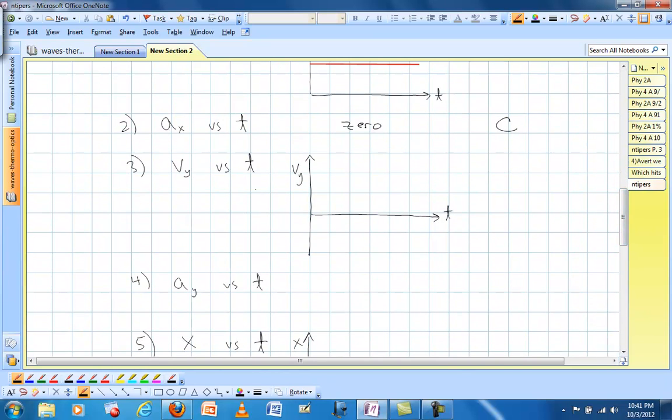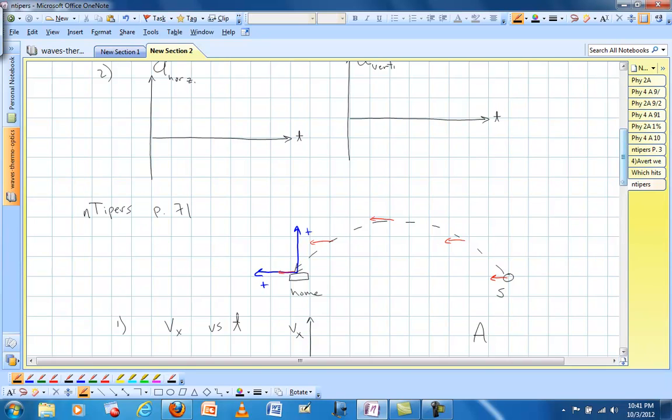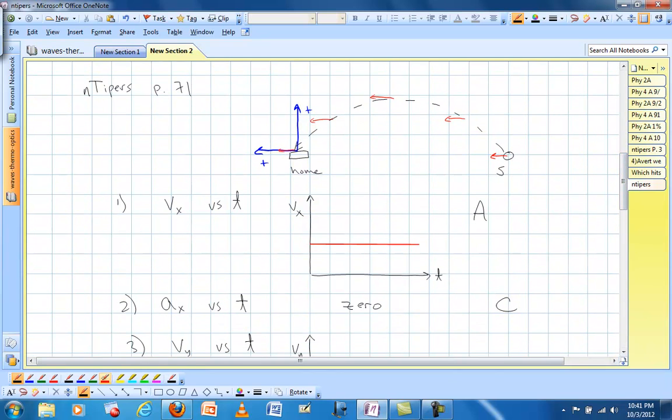In the y direction, what does our velocity look like? Well, it starts out with a big velocity in the y direction, and that gets smaller, and it goes to 0, and then it starts to go in the other direction, and it gets bigger and bigger in the other direction as the ball comes down towards home plate.